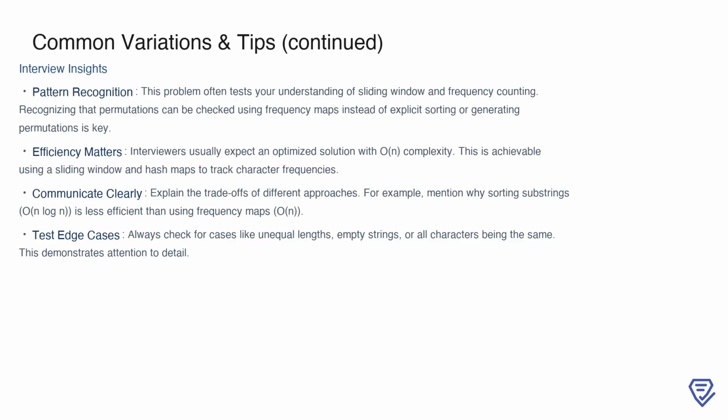For example, sorting substrings is less efficient at O(n log n) compared to the O(n) frequency map method. Demonstrating your understanding of these trade-offs shows depth in problem solving. Lastly, always test edge cases, such as strings of unequal lengths, empty inputs, or scenarios where all characters are the same. This highlights your attention to detail and ability to consider a variety of scenarios.